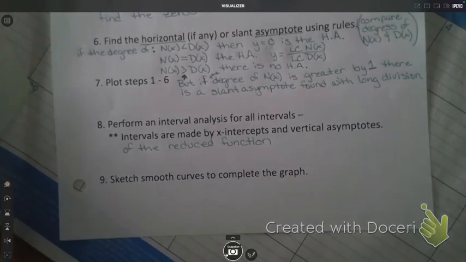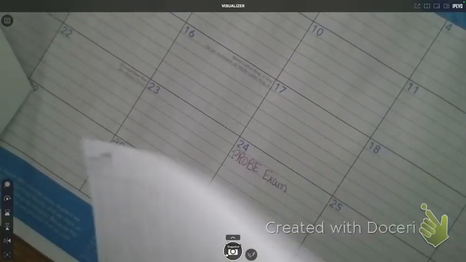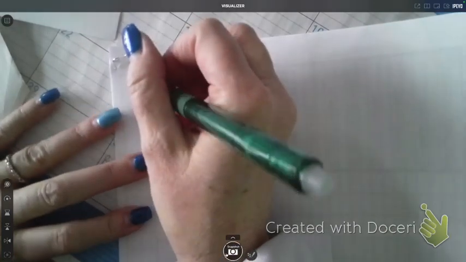Okay, so step one, write the problem on your paper, yeah? No. Step one, not do it. Logan, please stop. Logan, please stop.